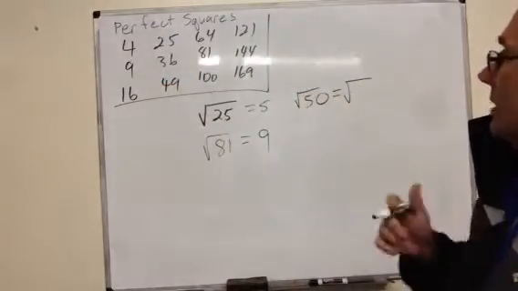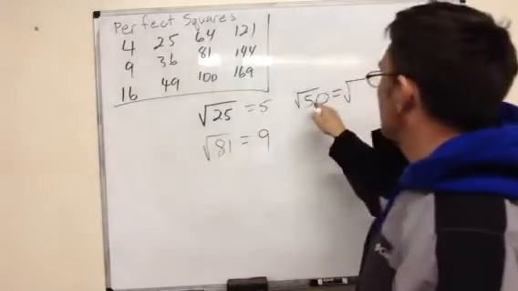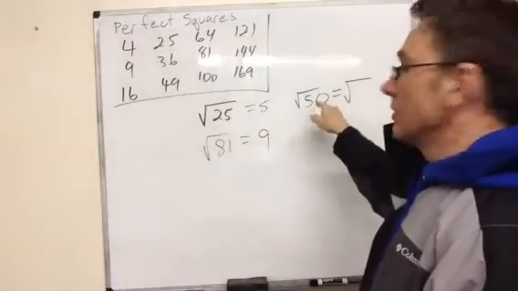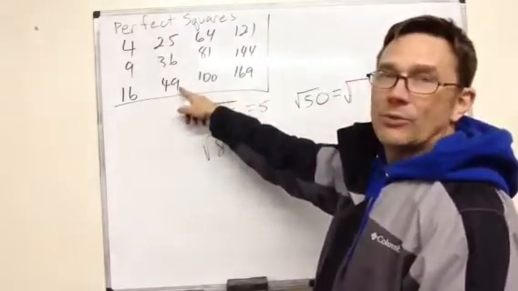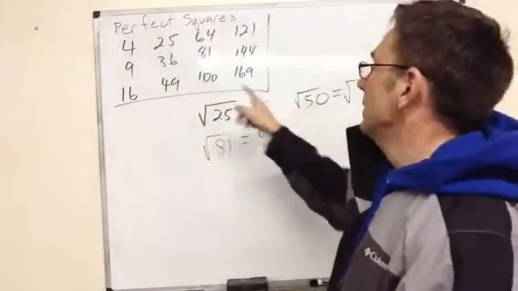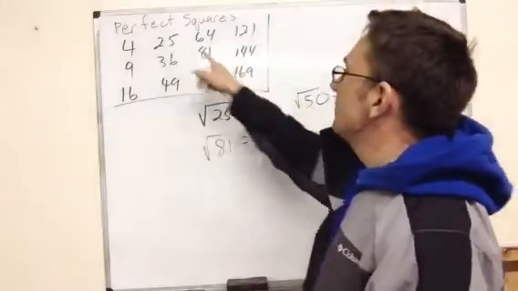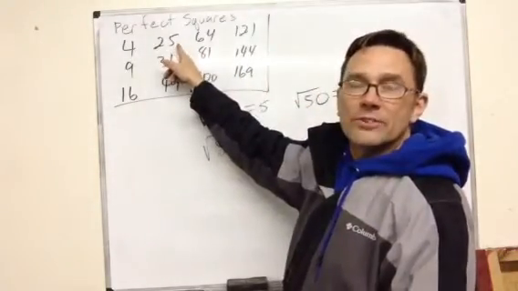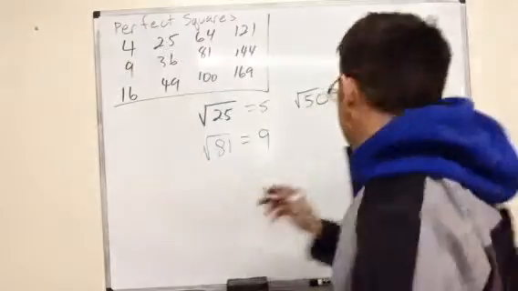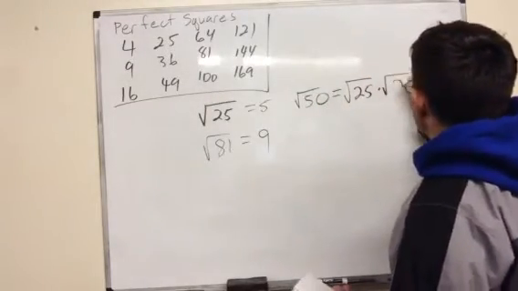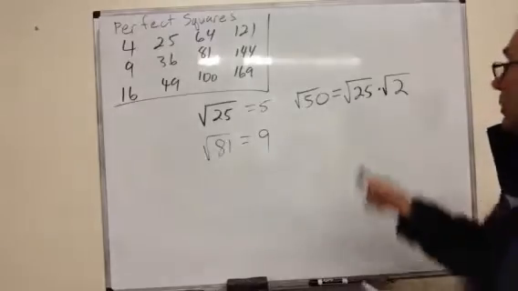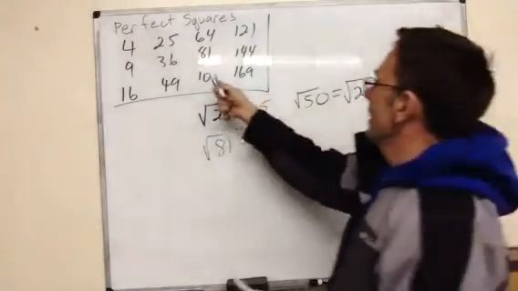So typically what I like to do is I go in reverse order. I want to find the largest number that's smaller than 50. So I'm going to start with 49. I know 49 does not go into 50. 36 does not go into 50, but guess what? 25 does, and it goes in twice. So I can rewrite this as the square root of 25 times the square root of 2, because we know 25 times 2 is 50.